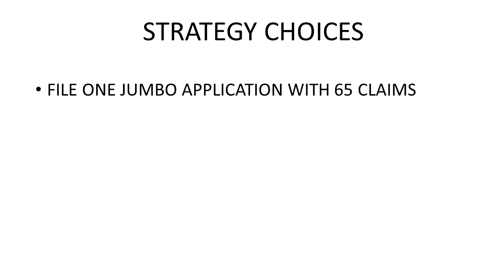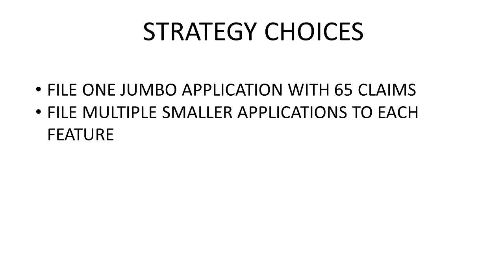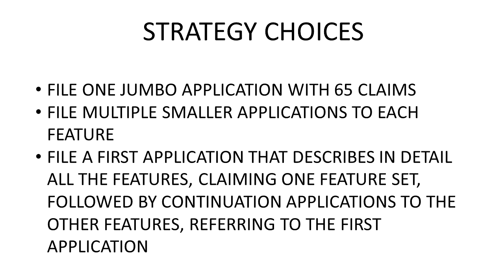We could file one jumbo application with all the description and 65 claims to cover all our inventive concepts for our very omnipotent, awesome toaster. We could file multiple smaller applications for each feature: Wi-Fi, fire suppression, and so on. Or a hybrid strategy that I find is good for various situations.